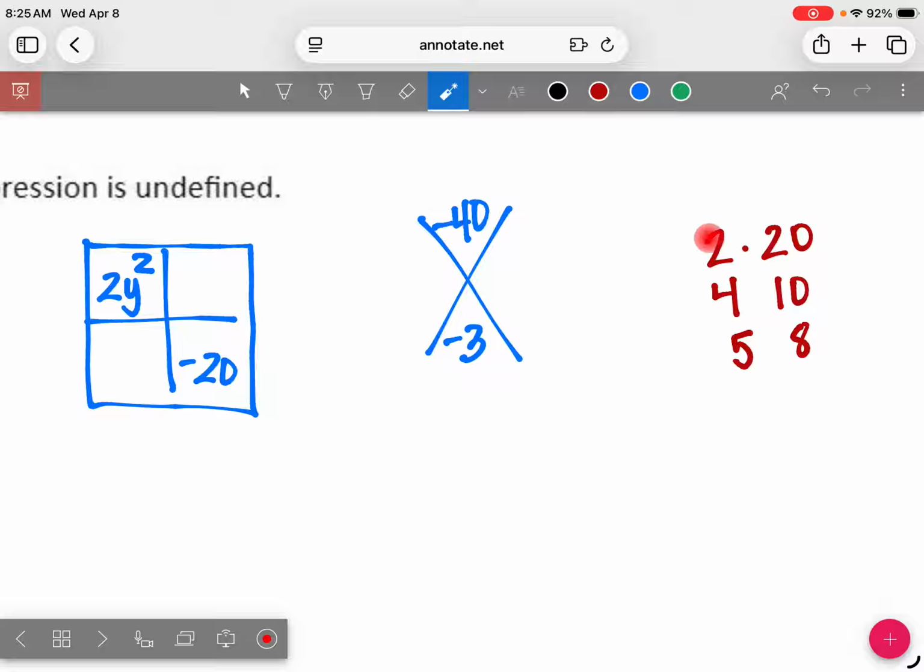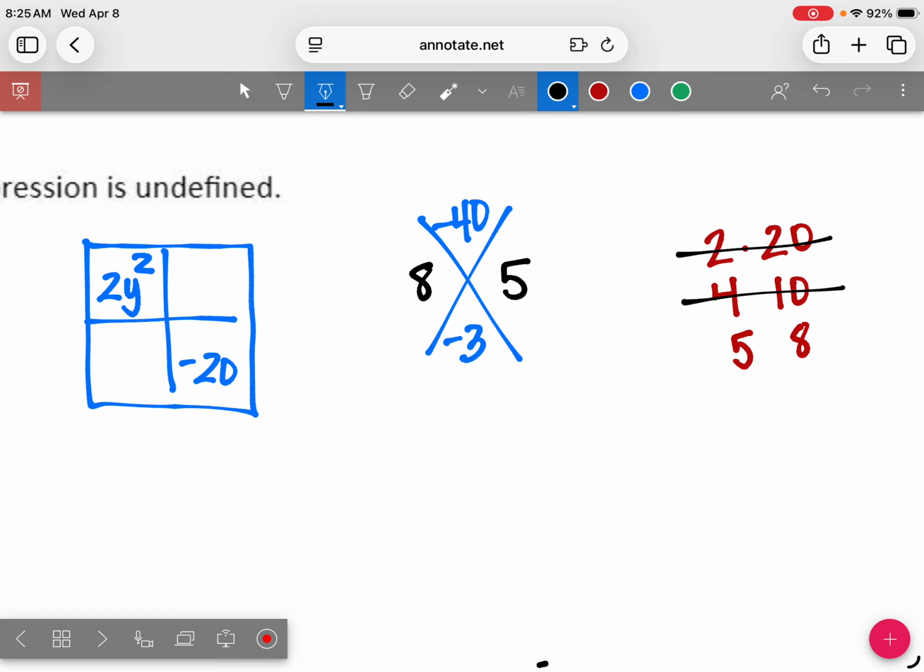So 20 minus 2 is 18. That's not going to work because I need the difference to be 3. 10 minus 4 is 6. That's not going to work because I need the difference to be 3. But what about 8 minus 5? Is 8 minus 5 3? So I know I'm using an 8 and a 5, but now I need to figure out which number is negative.